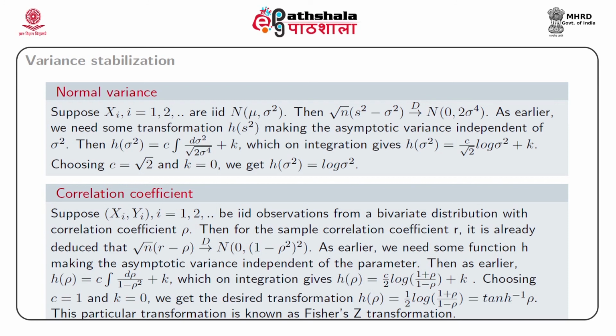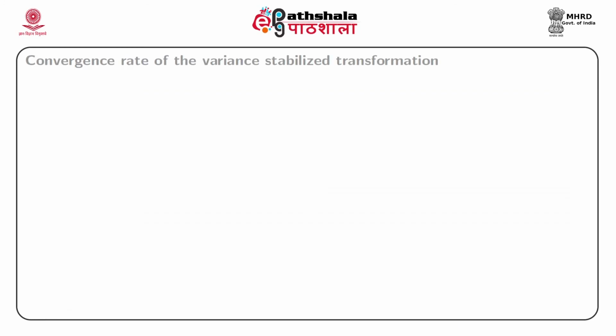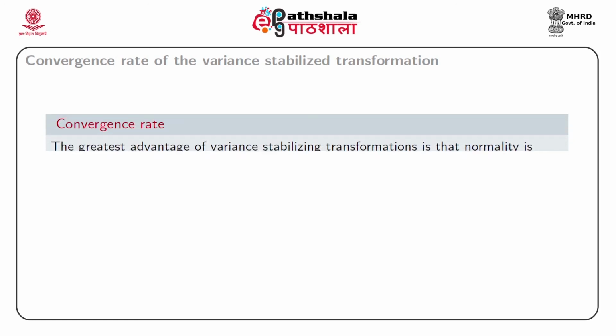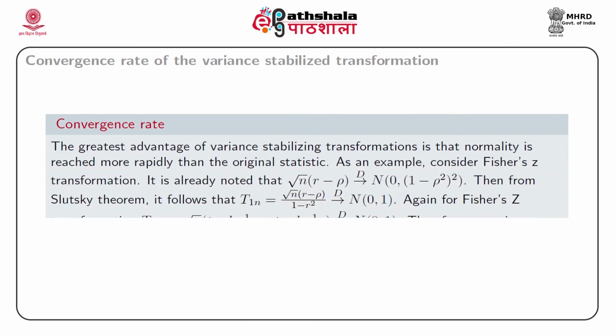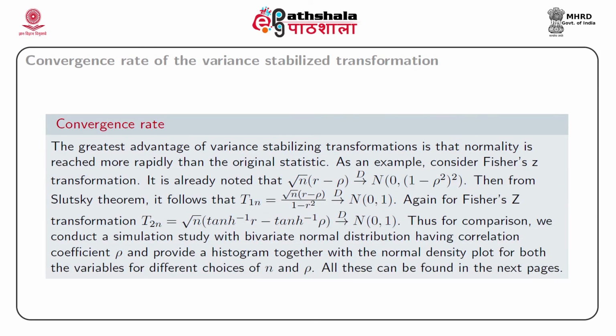Next, we shall discuss another interesting aspect, that is the convergence rate of the variance stabilized transformation. Actually, we have argued that variance stabilization makes the convergence faster. So, let us consider this using some examples. The greatest advantage of variance stabilizing transformations is that normality is reached more rapidly than for the original statistic. As an example, consider Fisher's z transformation. It is already noted that the large sample distribution for r is normal.